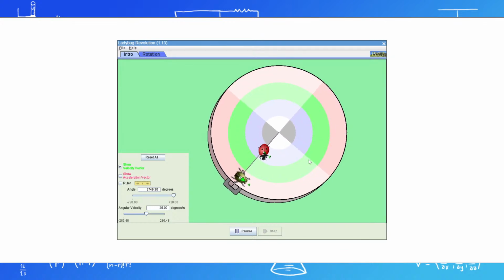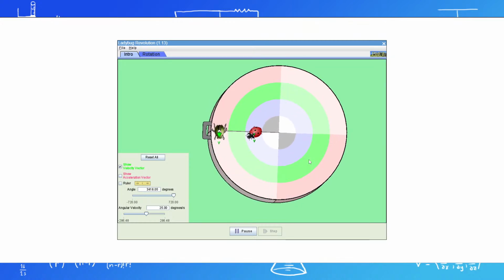So from this, we see that at greater distances from the axis of rotation, while the angular velocity for both bugs is the same, their tangential velocities, their translational velocities, are different. And in fact, the relationship is going to be linear.